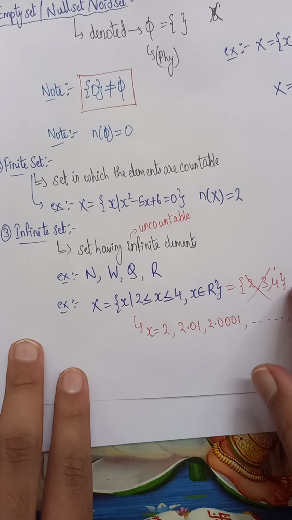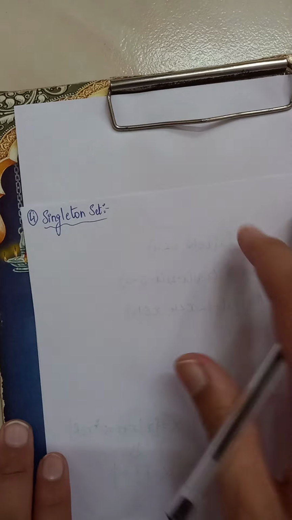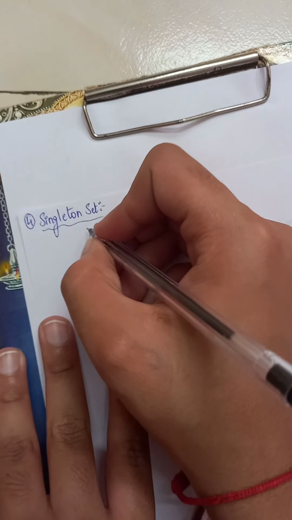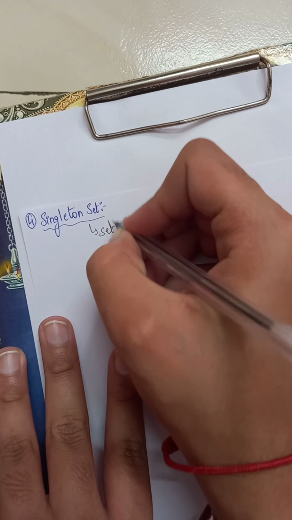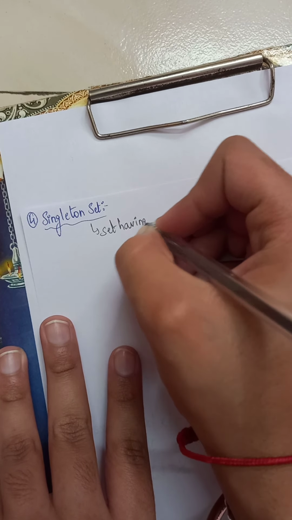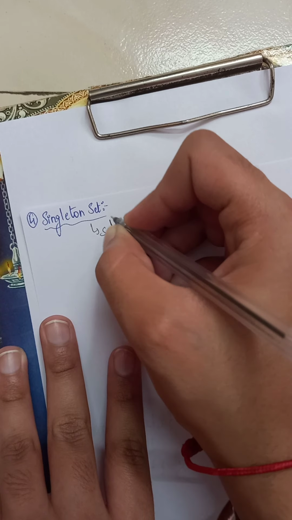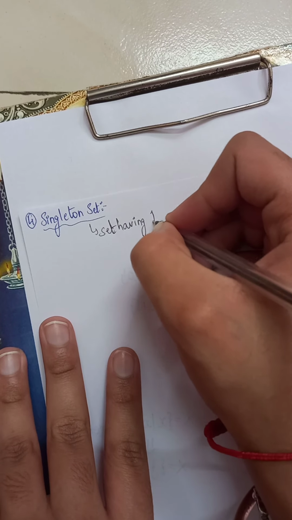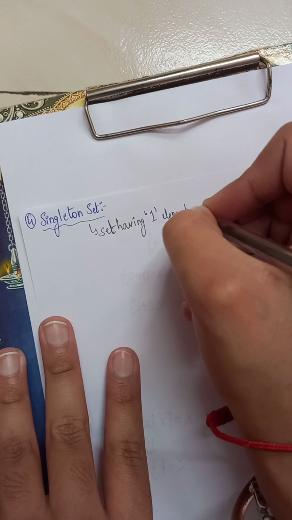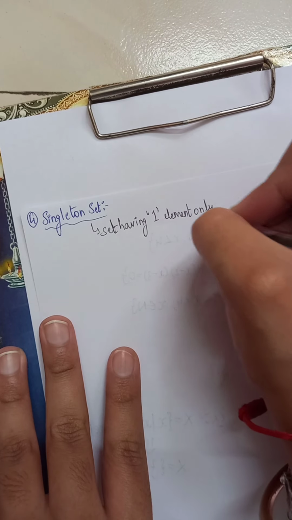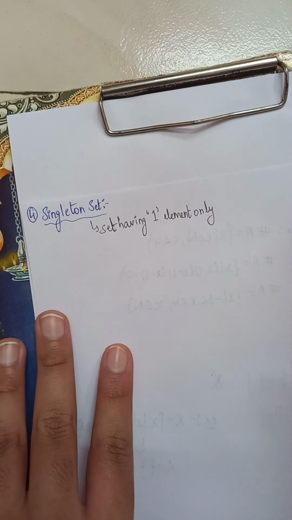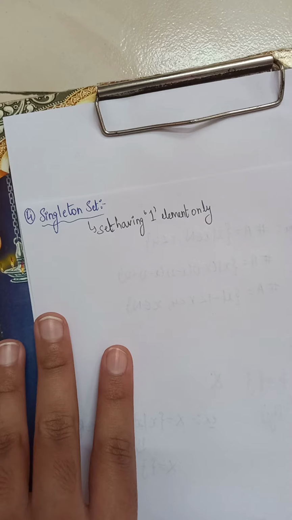Moving on to the next type of set, this is called singleton set. Singleton set means a set having one element only. Singleton set is nothing but a set having only one element.